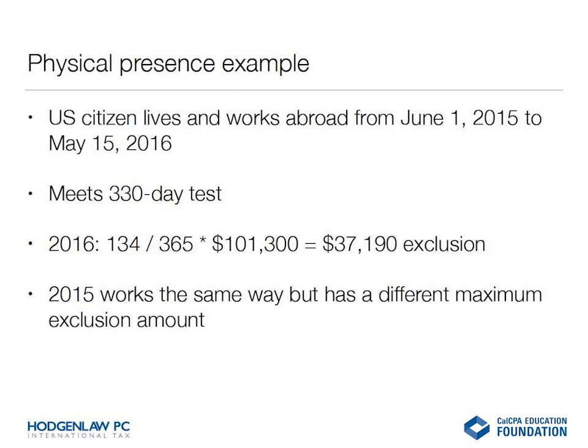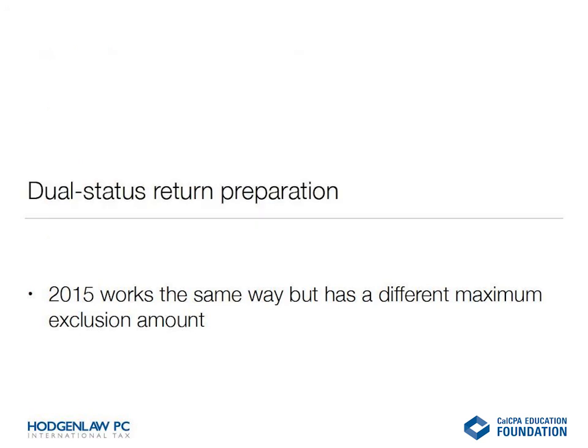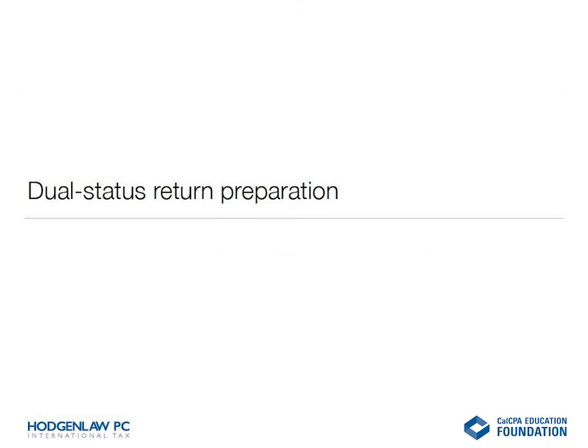That gives you your ratio, and then you multiply that by the maximum exclusion, and you get $37,190 exclusion for 2016. For the 2015 portion of the period, it basically works the same way, but it has a different maximum exclusion amount. So that would be something that someone would be able to use on a dual status tax return.